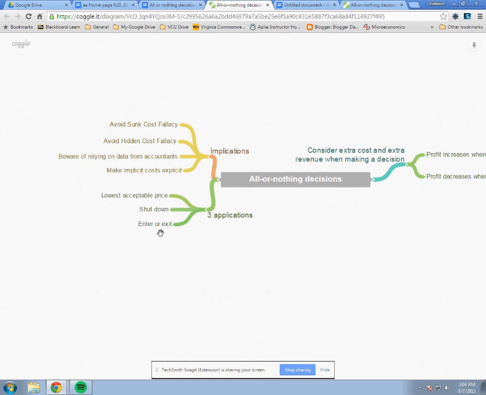Enter or exit, to an economist, the relevant costs and revenues are total cost and total revenues, or do it on a per unit basis, average total cost and price. We'll talk about that this coming week.